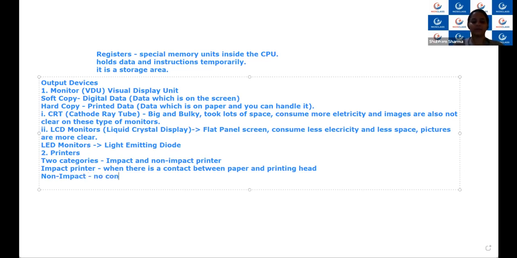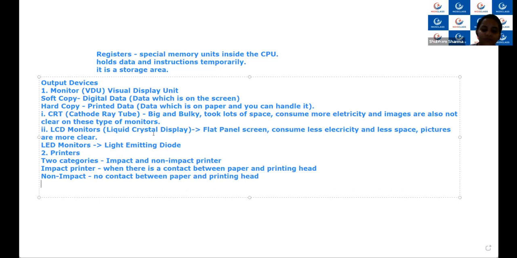And non-impact, no contact between paper and printing head, basically. Okay. Now, first one is your dot matrix printer. Dot matrix printer was your impact printer because there was a direct contact between a paper and the printing head. Okay. It was noisy. It makes a lot of noise.